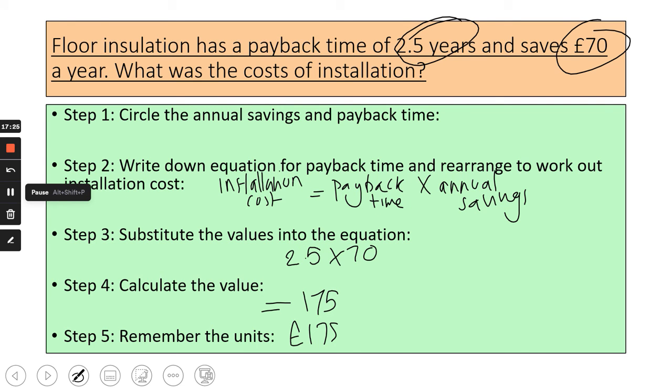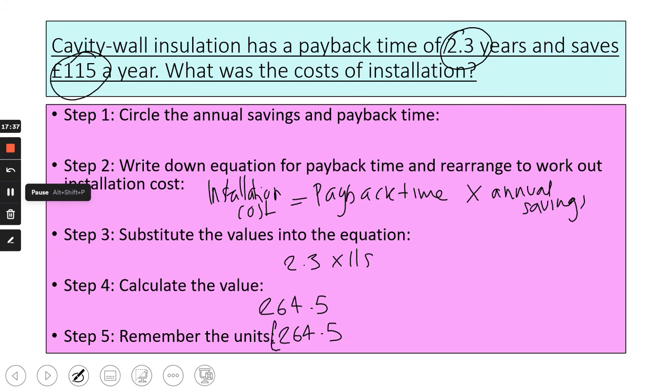Okay, floor insulation has a payback time of 2.5 years and saves £70 a year. What was the cost of insulation? Working through all the steps, you should have got £175. Okay, cavity wall insulation has a payback time of 2.3 years and saves £115 a year. What was the cost of insulation? For this one, you should have got £264.5.